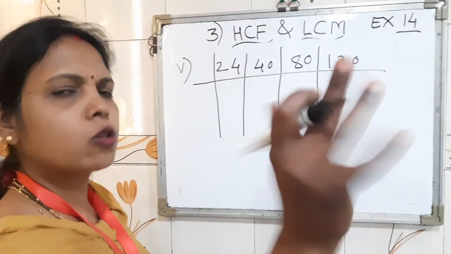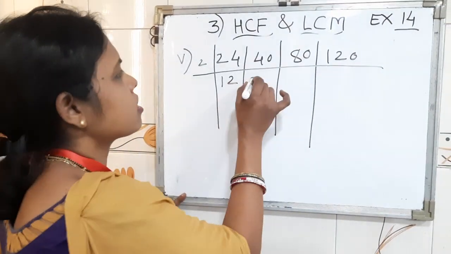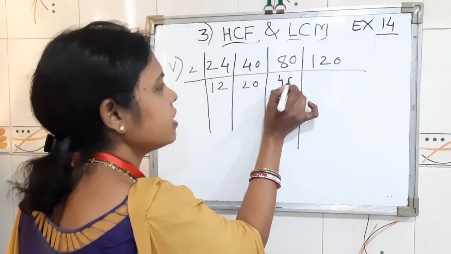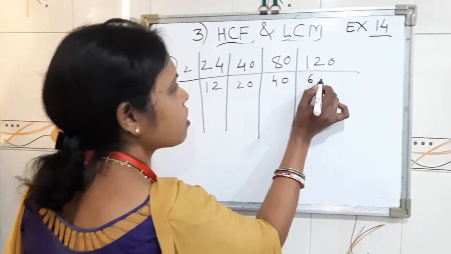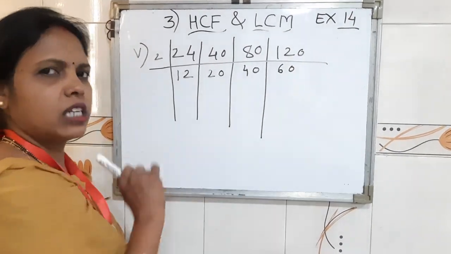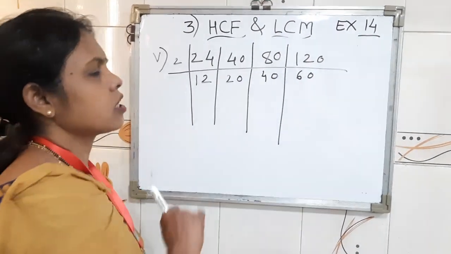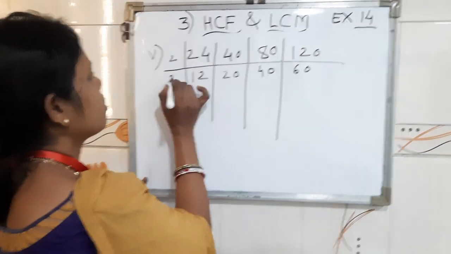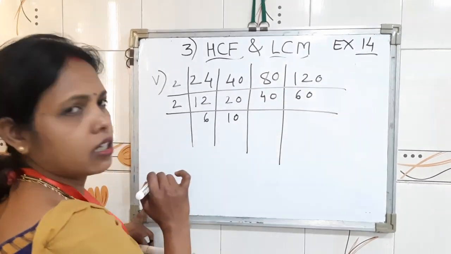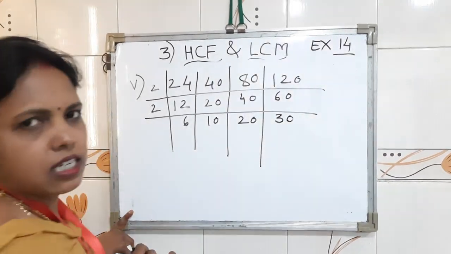First we will prefer 2 only. 2 1s are 2, 2 2s are 4, 12. Next 2 20s are 40. Next 2 4s are 8 and 0. Next 2 6s are 12, 0. As we are seeing 0, 0, 0 and 2 in the unit place, again we can divide all these given numbers by 2. Then 2 6s are 12, 2 10s are 20, 2 20s are 40 and 2 30s are 60.